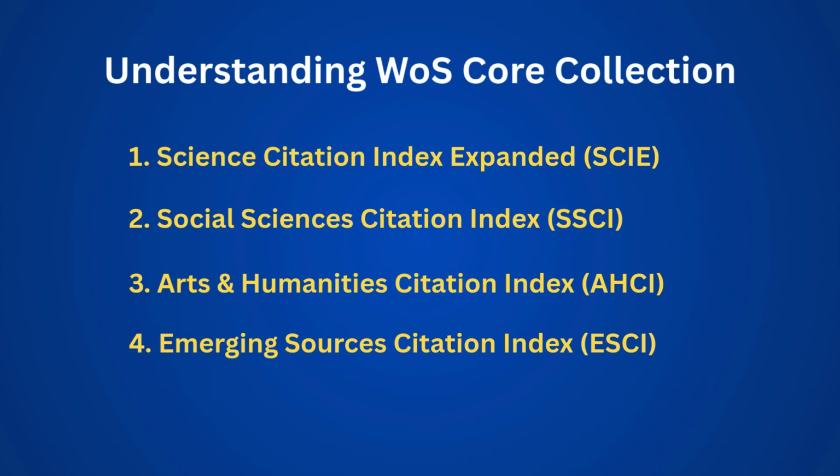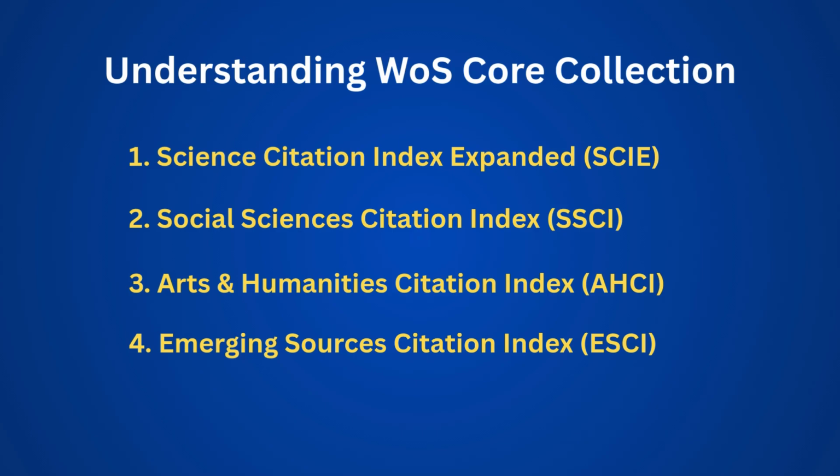The third one is Arts and Humanities Citation Index. It covers literature, philosophy, arts, history, religion, and similar fields. It indexes influential journals in humanities, though citation patterns here are different from sciences.